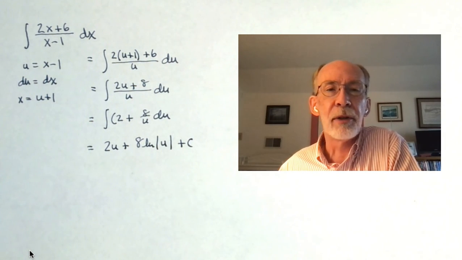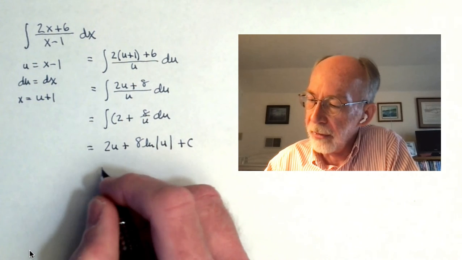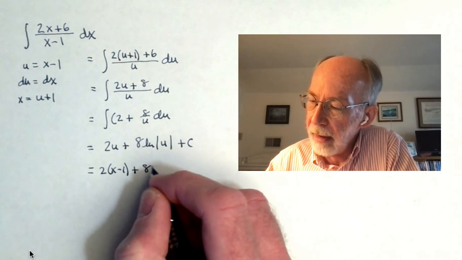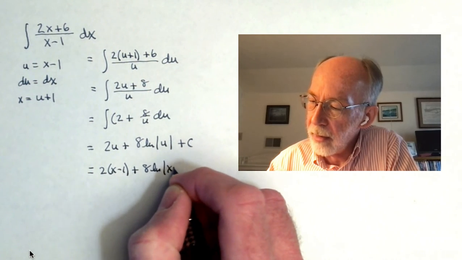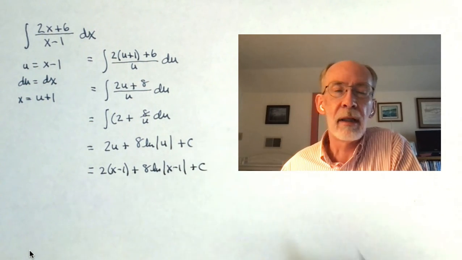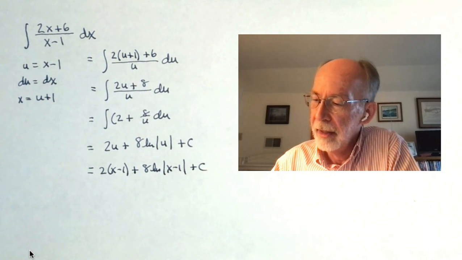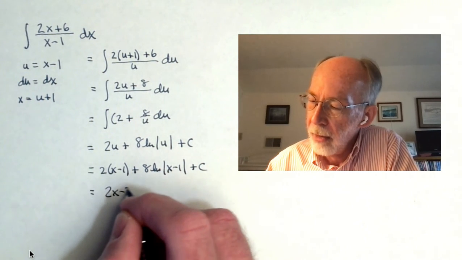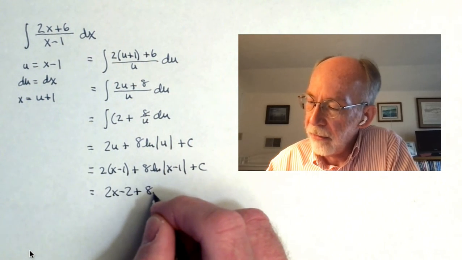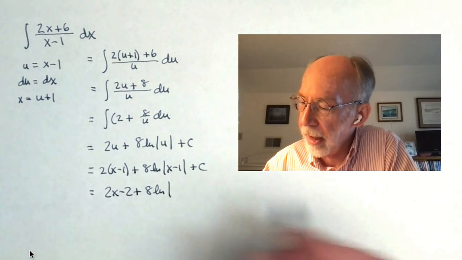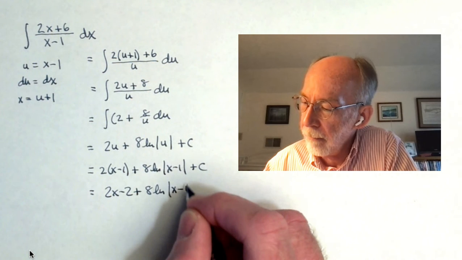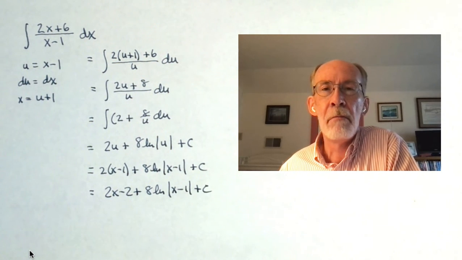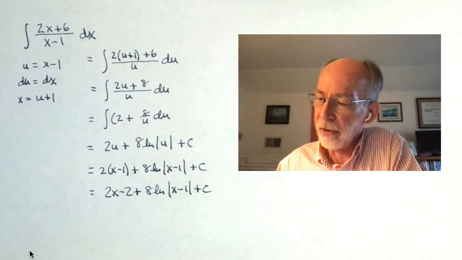Now it's appropriate to recall that u was x minus 1. So this is 2 times the quantity x minus 1 plus 8 ln absolute value of x minus 1 plus our constant of integration. If we distribute the 2, we see something that at first blush might be a little bit concerning, but in fact is not a problem. And that is that we have an extra 2 here as compared to the result that we got using the first method.